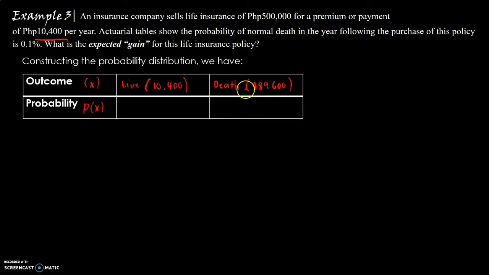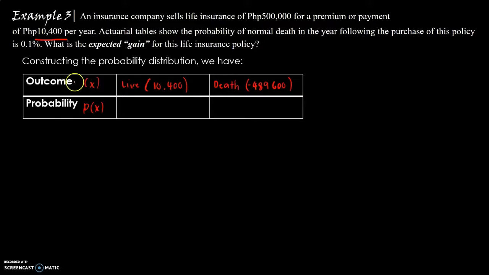And since the company will lose 489,600, then we will reflect it here in our table as negative. And why is it not 500,000 pesos? Because remember that the customer will pay 10,400 pesos. So we will subtract 10,400 from 500,000. That is why the company will only lose negative 489,600 in the event that the customer will die a natural death at the end of the year.